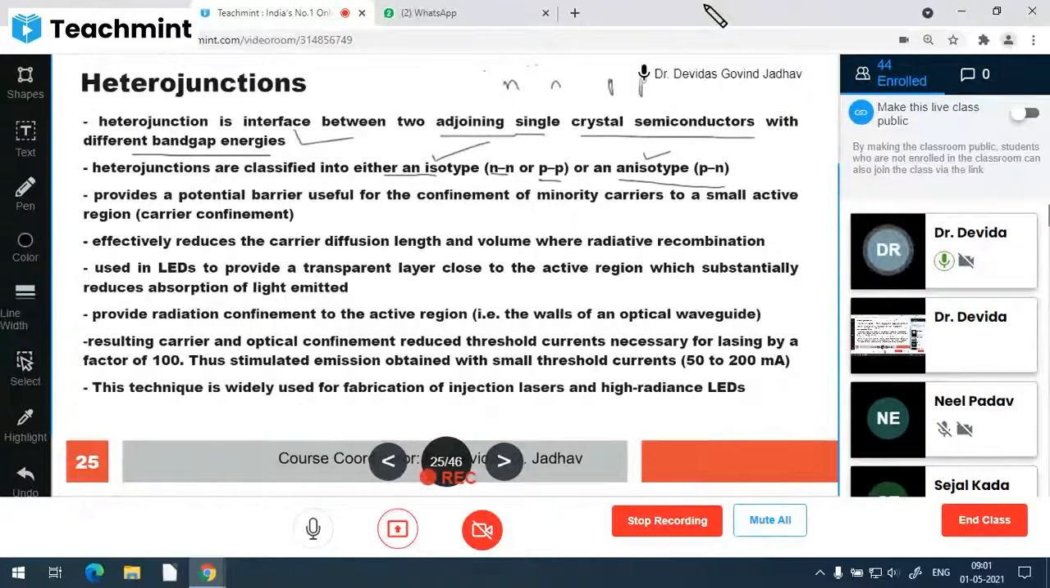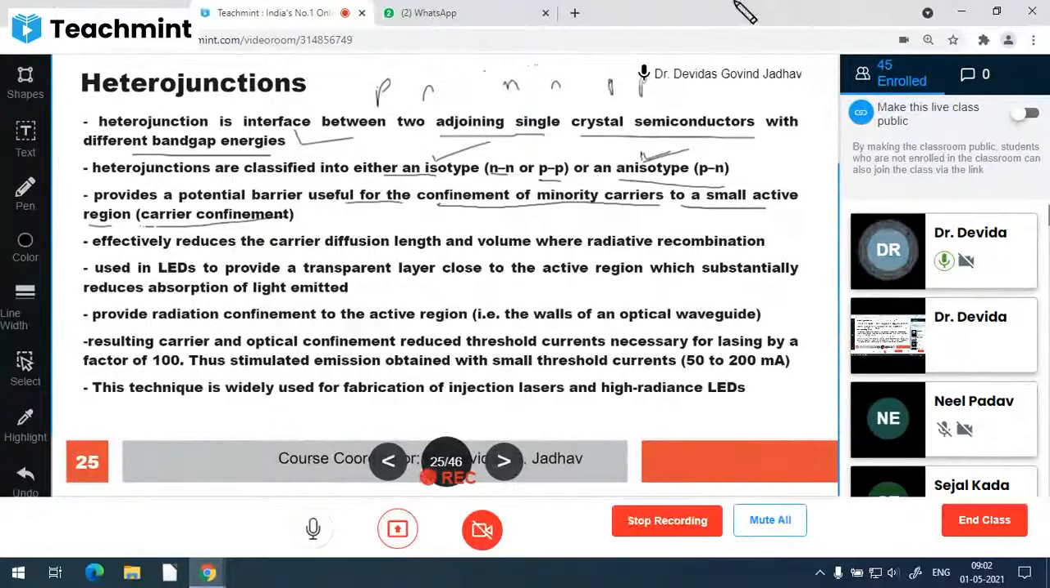And if one P is there and one N is there, even though they are different intrinsic materials, they make a junction, and their band gap energy is also different. Then that is called an anisotype junction. So two types of heterojunctions are there: isotype and anisotype. NN and PP are isotype, PN is anisotype. It provides a potential barrier useful for the confinement of minority carriers into a small active region, and that is called carrier confinement.